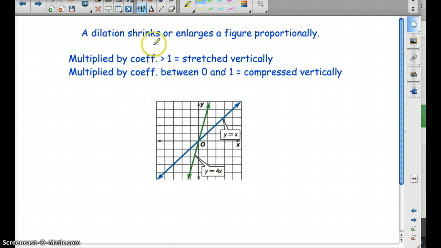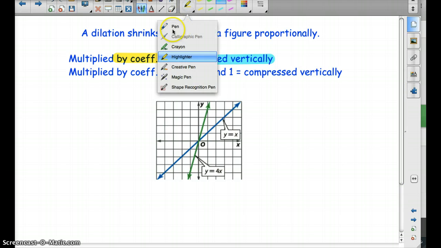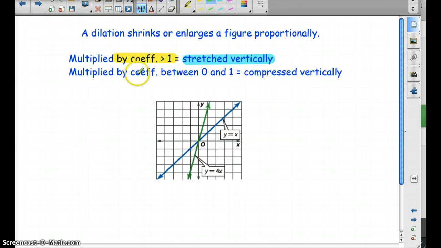Now dilation shrinks or enlarges the figure proportionally. If it's multiplied by a coefficient greater than 1, then it is going to be stretched vertically, up and down the y-axis. If it is multiplied by a coefficient between 0 and 1, so that would be a fraction, then it is going to be compressed vertically. So it's going to get fatter. That's how I remember it, compressed vertically.